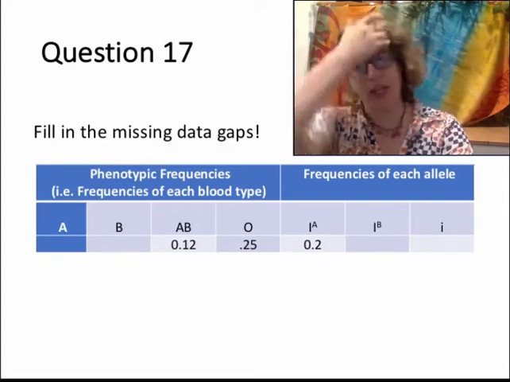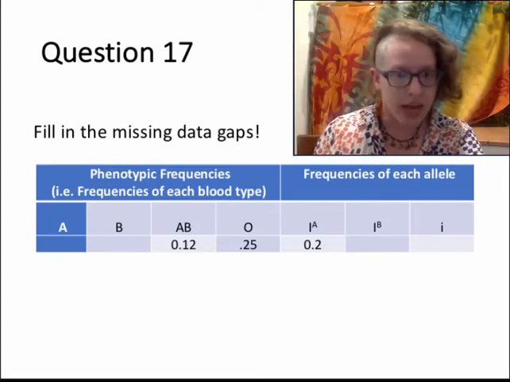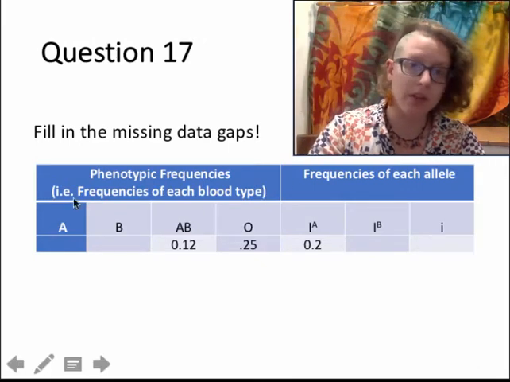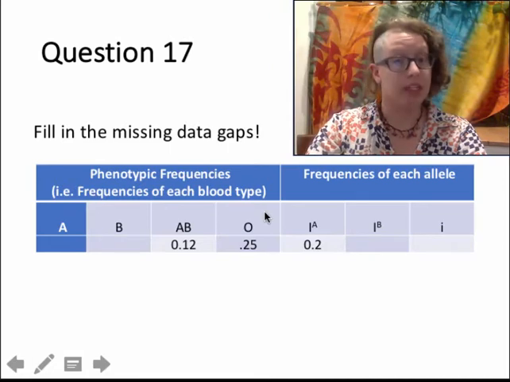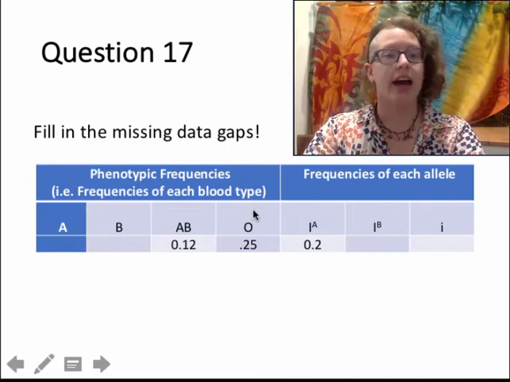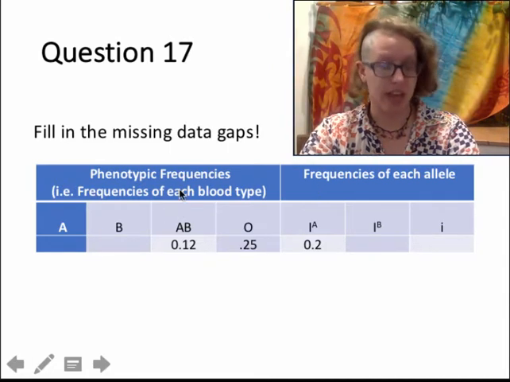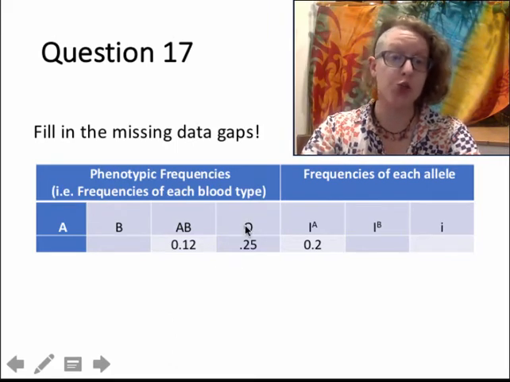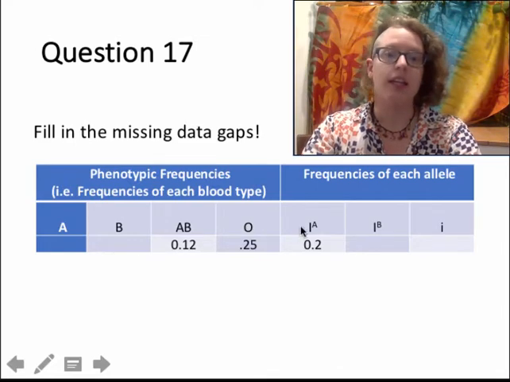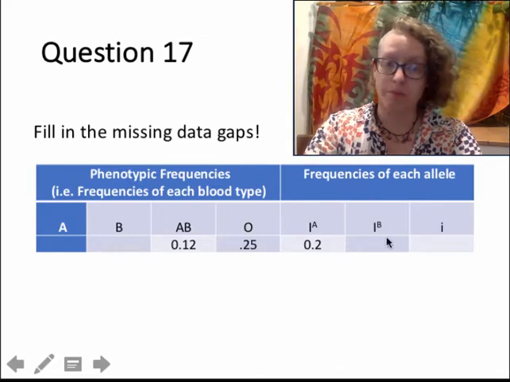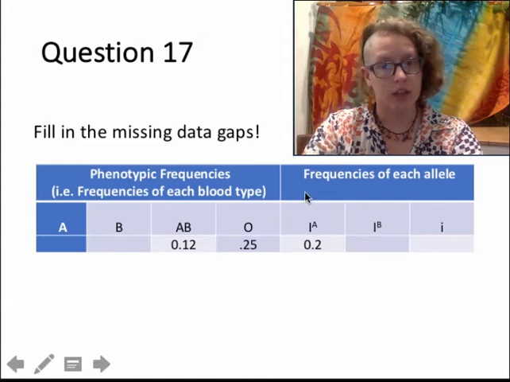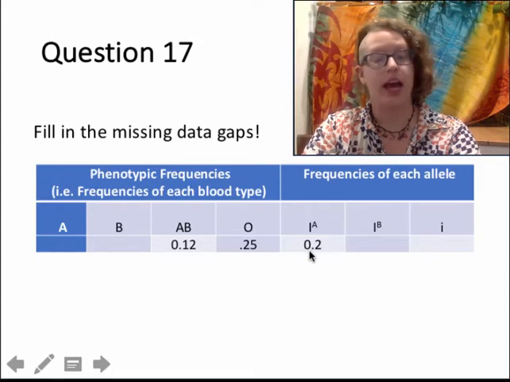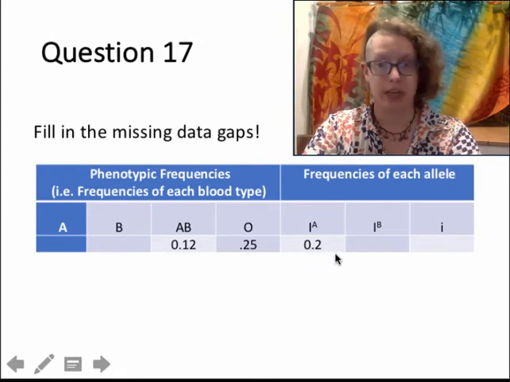Okay, 17, fill in the missing gaps. This is the blood type problem. If you remember, this was a codominant phenotype. And we have the phenotypic frequencies of AB blood type and O blood type, where O is 2 little i alleles. These are the alleles we're working with. There's 3 of them. For the frequency of each allele, the I^A allele has a 0.2 frequency.